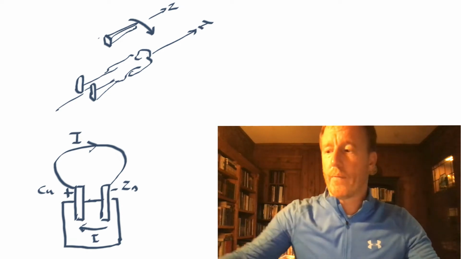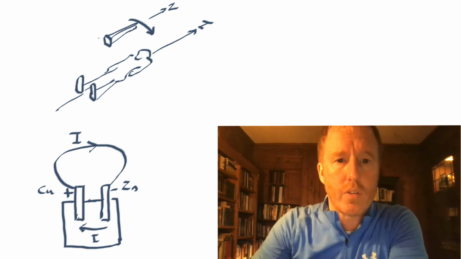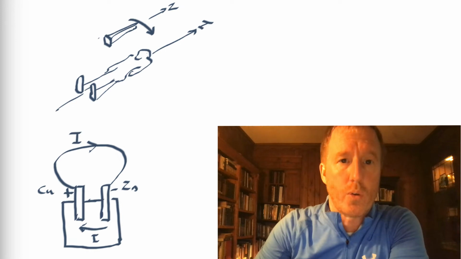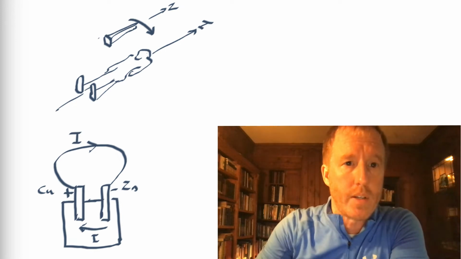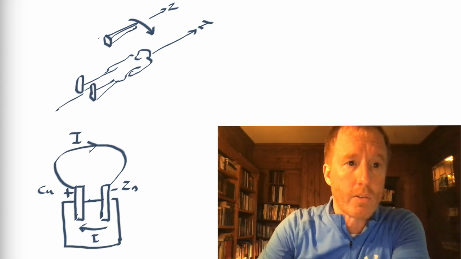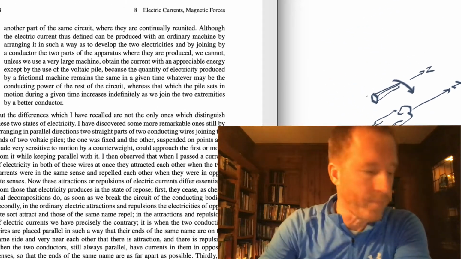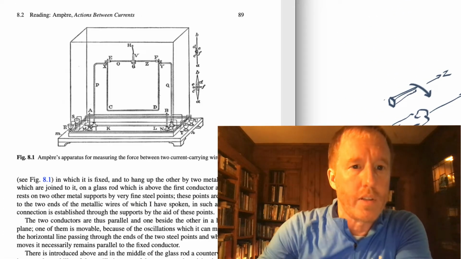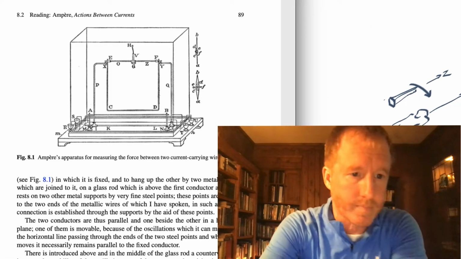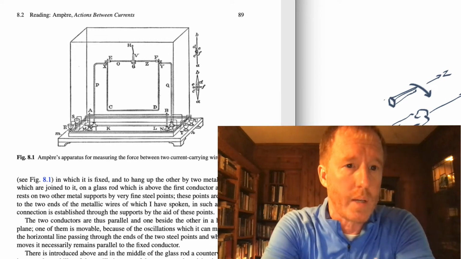Okay, now what we'd like to do is move on. This is all kind of preparatory work in order to understand the experiment that Ampere carries out. And this is described on page 88 and 89. So let me just show you briefly the apparatus that he's going to be using. This is shown in figure 8.1 on page 89.